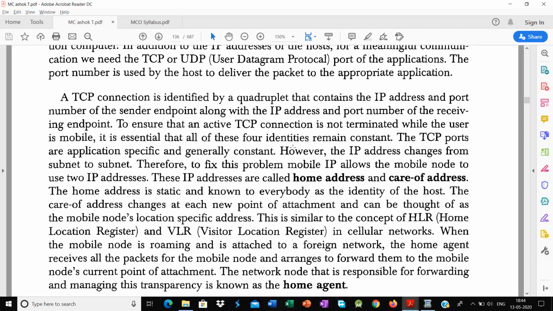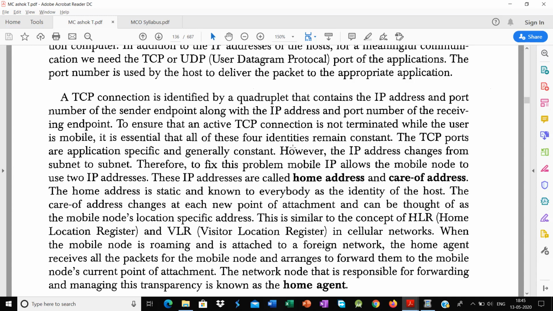Okay, so this TCP connection is identified by the quadruplet, which contains the IP address and port number of the sender endpoint. While the TCP connection is not terminated, the user is mobile, so it is essential for all of these four identities to remain constant. Identities means your source IP, source port number, destination IP, and destination port number.